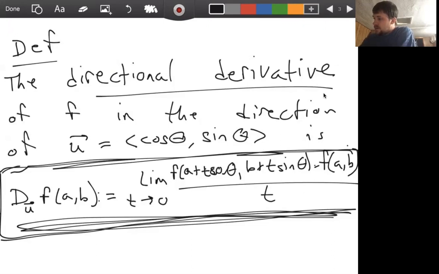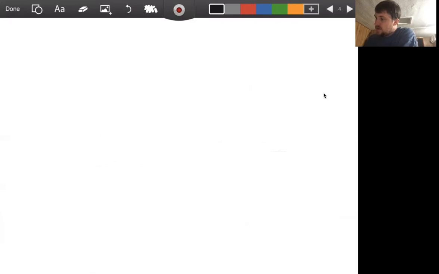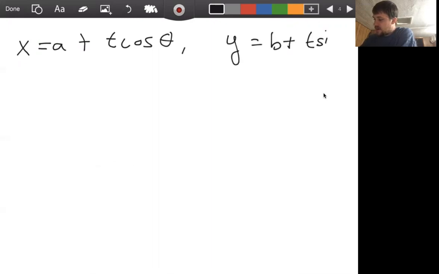So I'm going to start by simplifying some notation here. Let me write x is a plus t cosine theta, and let me write y is b plus t sine theta. That way our notation is just a little more concise.